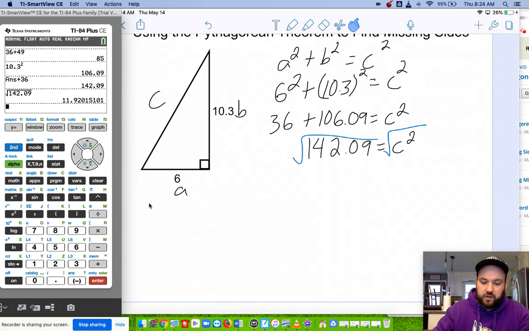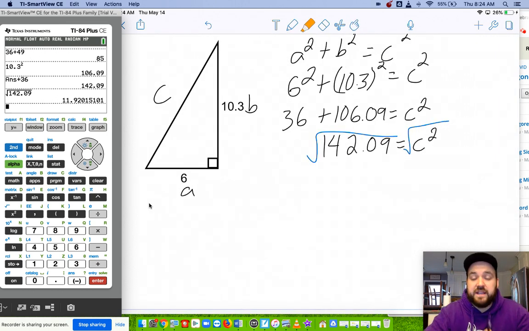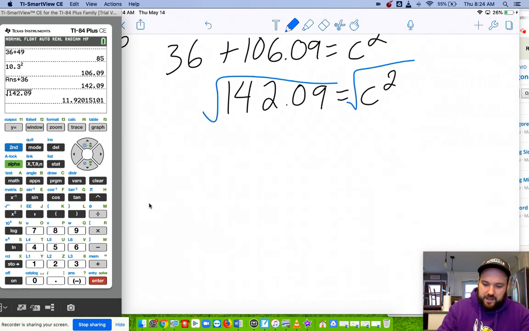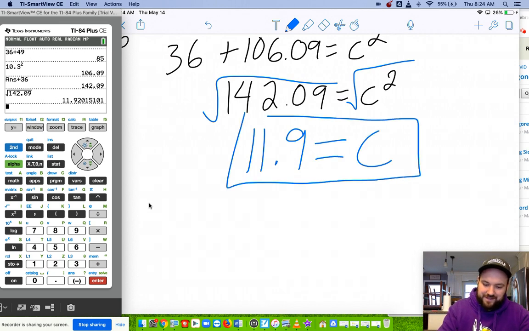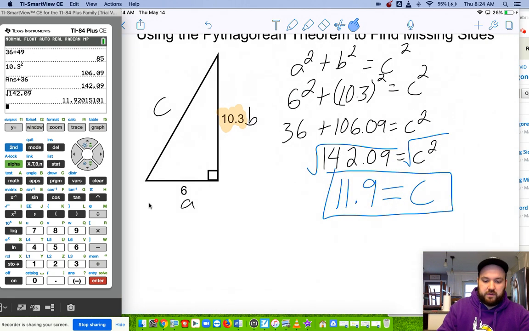Now, here's how I'm going to do this problem. Be careful with what the problem's asking. If it says round to tenths, round to whole, round to hundredths, thousandths, because this side of the triangle was given to the tenth place, 10.3, right? Tenths meaning only one number after the decimal point. I'm going to do the same thing for this. So 11.92, the 2 does not round up. It actually keeps the 9 the same. So 11.9 would be my missing side length. So that hypotenuse would be 11.9.